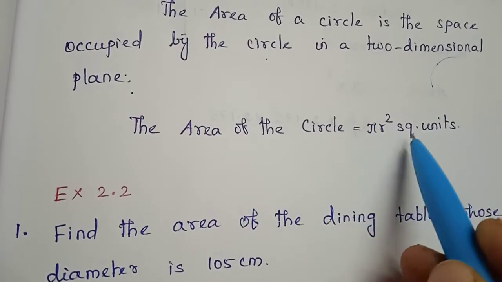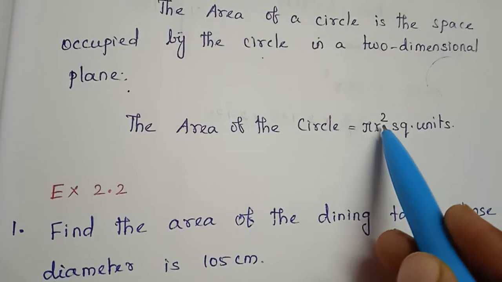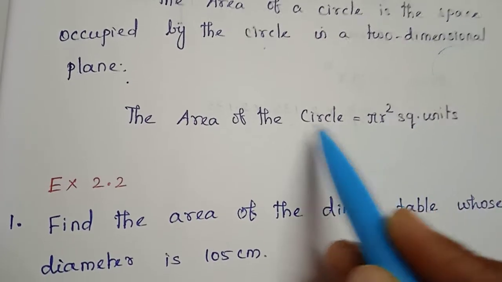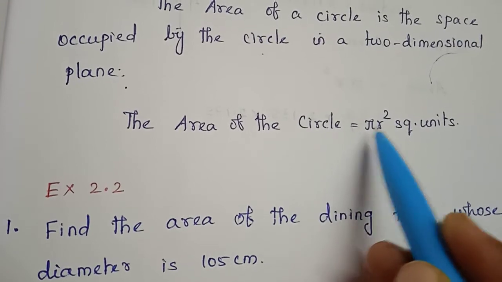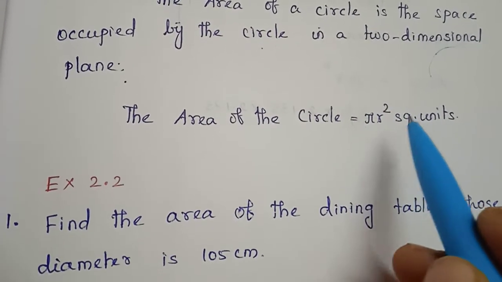Since it is area, we have to write square units. It is r square. R square means we have to multiply r two times, r into r. So the area of the circle is pi into r into r. It is pi r square.